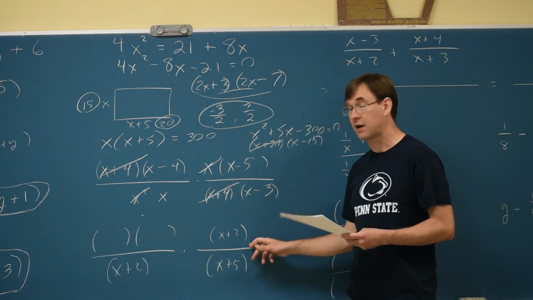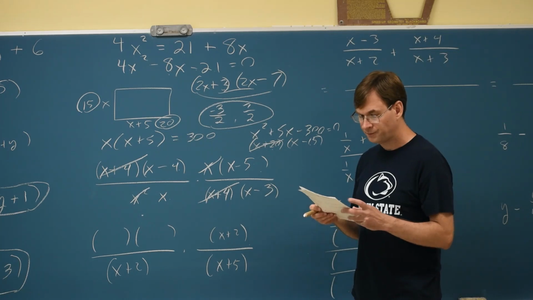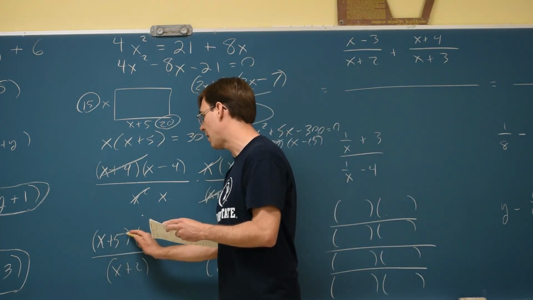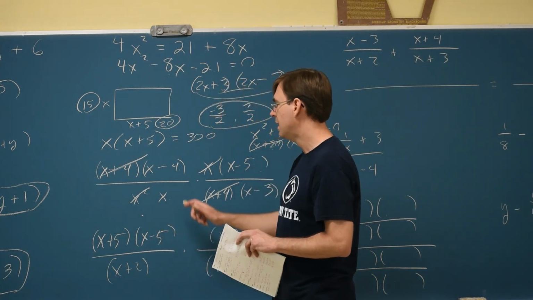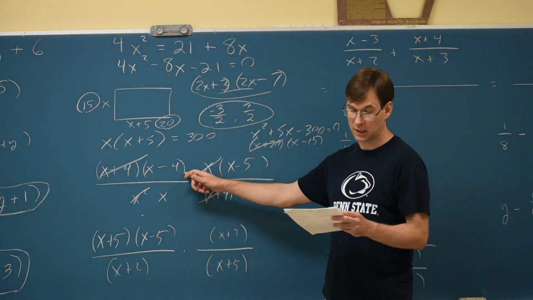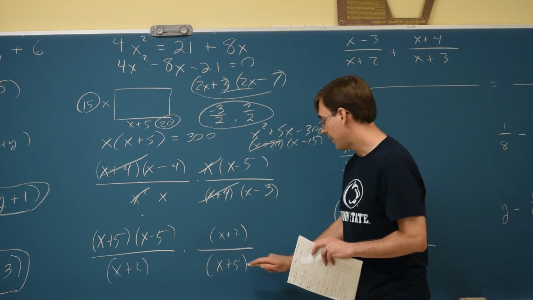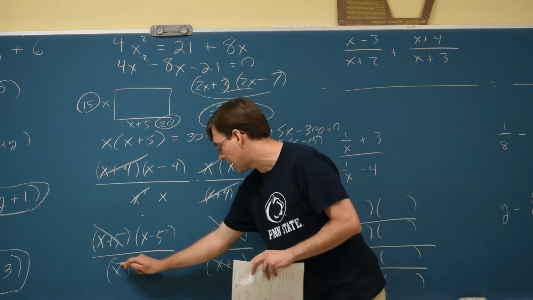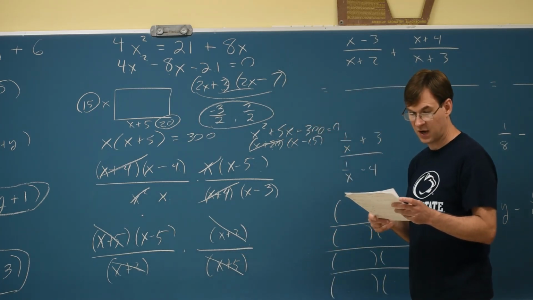17, we want to flip the second fraction for dividing. And then factor anything we can. The first top is going to go x plus 5, x minus 5, because that's a difference of squares, just like the other one we did. And then we can go cancel, cancel, cancel, cancel. X minus 5 is all that's left.